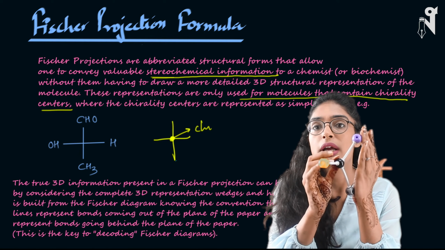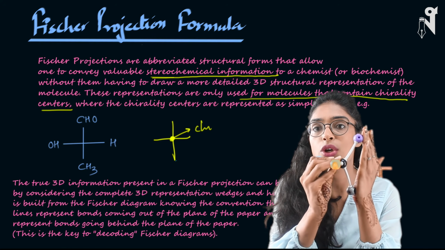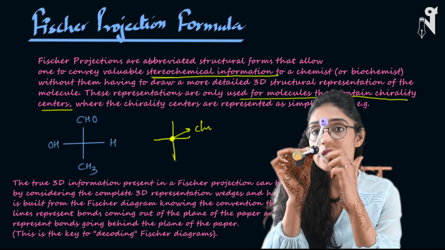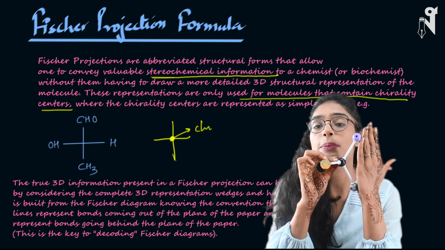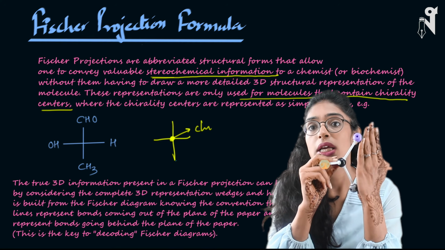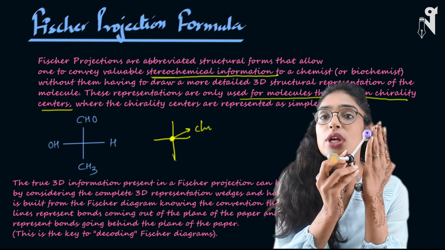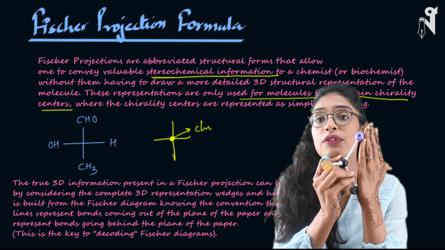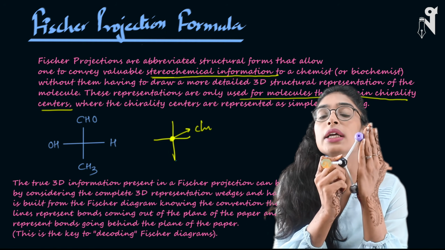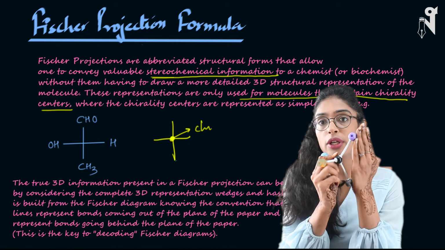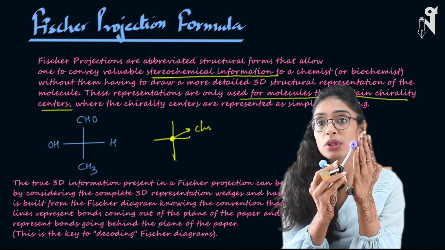So this is your wedge and the blue one is your dash, and this is the chiral center, and these 2 atoms are in the plane of the paper, right? That's how your molecule is. That's how your wedge-dash representation is. To draw the Fischer projection, or the 2D representation of this molecule, what exactly do you have to do?